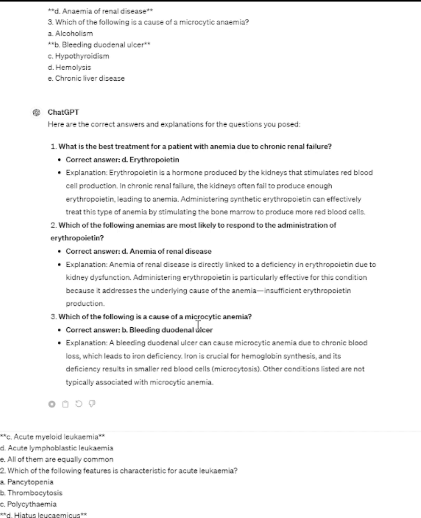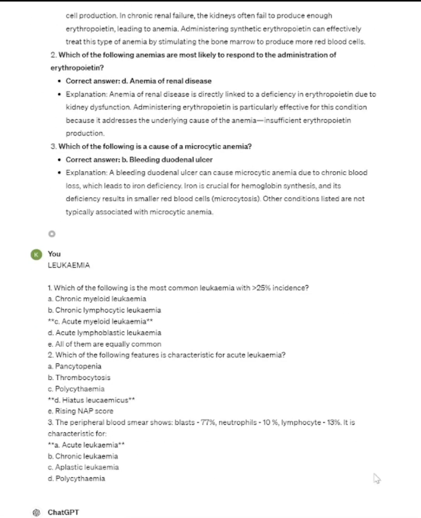3. Which of the following is a cause of a microcytic anemia? Correct answer, B. Bleeding duodenal ulcer. Explanation. A bleeding duodenal ulcer can cause microcytic anemia due to chronic blood loss, which leads to iron deficiency. Iron is crucial for hemoglobin synthesis, and its deficiency results in smaller red blood cells, microcytosis. Other conditions listed are not typically associated with microcytic anemia.